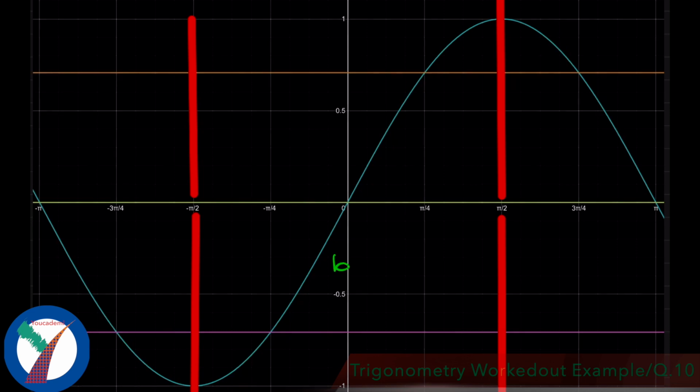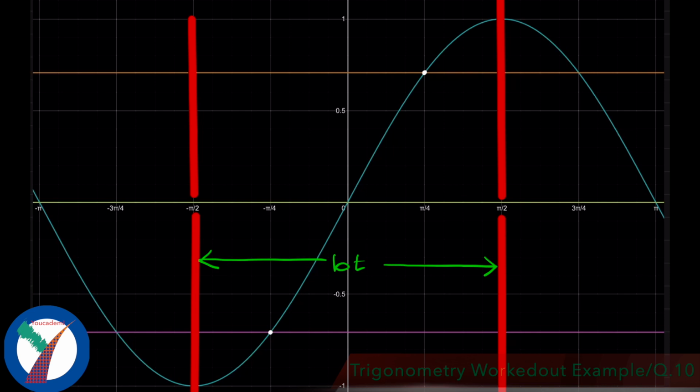Therefore, bt is between pi by 2 and minus pi by 2. Let's look at the solutions. The intersects of y equals 1 divided by square root of 2 and y equals minus 1 by square root of 2 are, so these are the intersects. We have one here, another here.